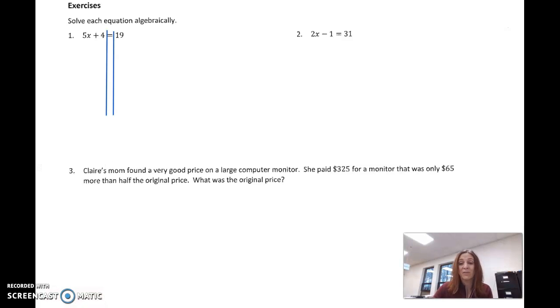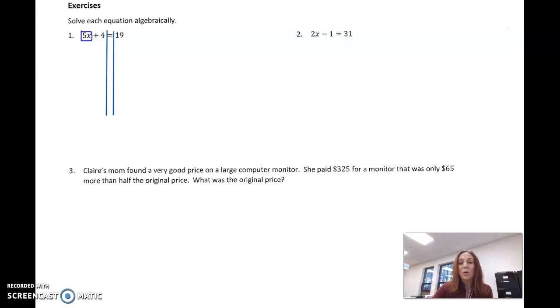So remember, step one was to simplify each side. If I look at the left here, that's 5x plus 4, nothing to simplify. Can't add them together, not like terms. Just a 19 over here, nothing to simplify. So now we solve for our variable term. My variable is x. It's the only thing I don't know what it is. And so I'm going to solve for 5x.